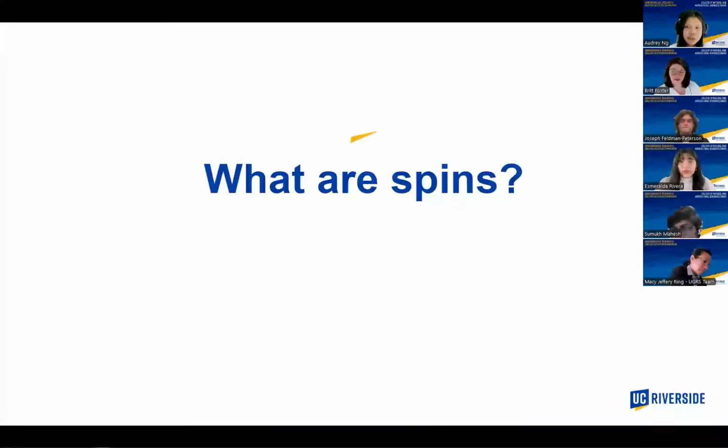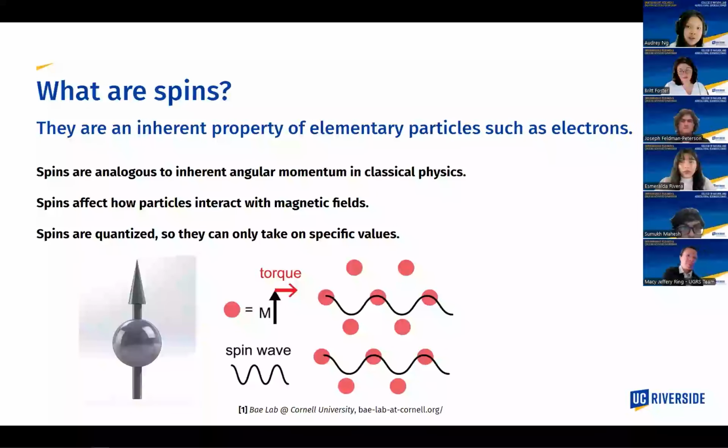So to first understand antiferromagnetic nanostructures, we should start with its foundational concept. So what exactly are spins? Spins are an inherent property of elementary particles. That's to say, rather than a tangible property like how massive something is or how fast it's moving, it's more comparable to angular momentum in classical physics. And so this property affects how particles interact with magnetic fields. An important part of spins is that they are quantized, meaning they can only take on specific values. For example, electrons have a spin of 1/2. Here on the left, we have a diagram of a spin, and on the right, we have a diagram of spin waves.